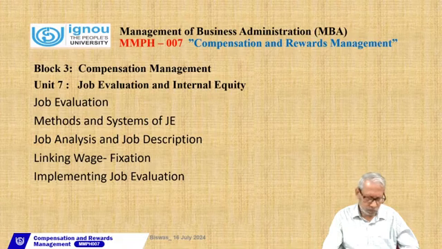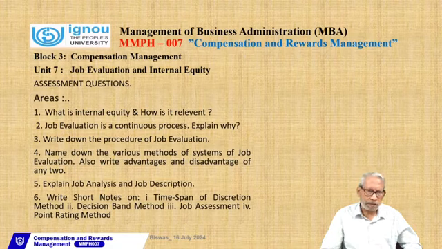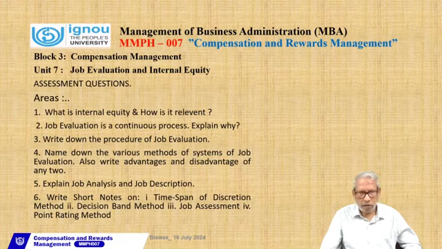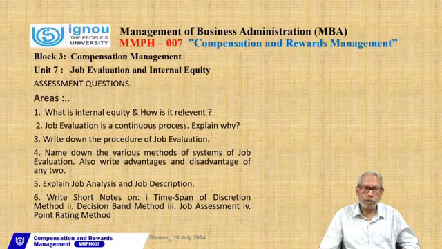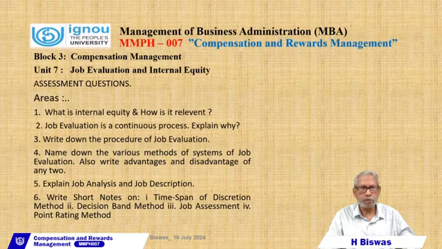Now, you can go for unit number 7. Some of the assessment questions are there, where the question may be what is the internal duty and how it is relevant. Then job evaluation is a continuous process; you have to elaborate and explain it. Then you also have to highlight the procedure of job evaluation. During the procedure of evaluation, everything will come up: your job analysis, description, specification, grouping. You have to write down all these things.